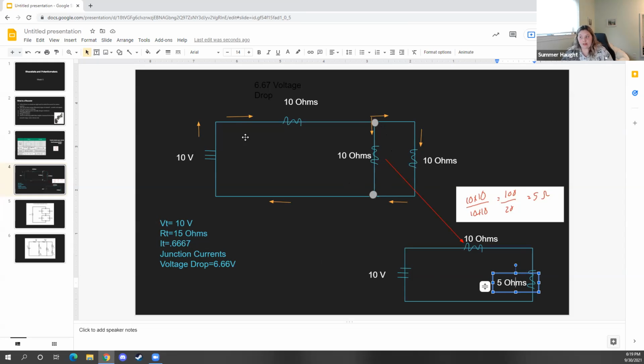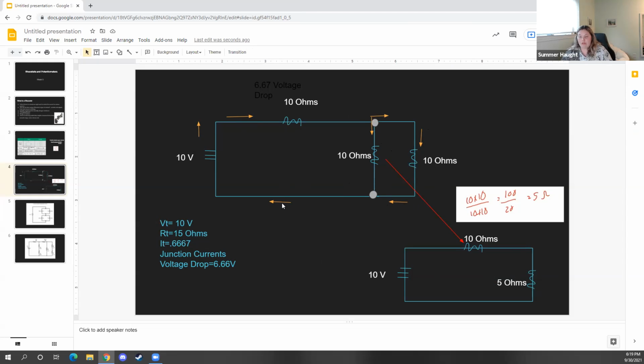3.33, which makes sense. Because if this is 3.33 and this is 3.33, that means when they meet back up here, it's going to add again to 6.67. 6.67 is exactly what we had for the voltage drop here, which is right here. So that means that we're all right.